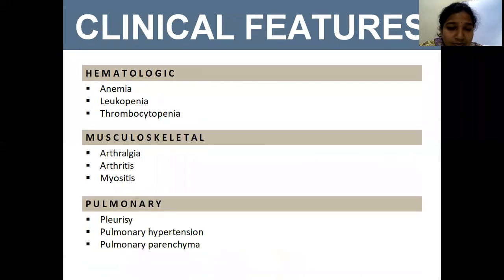Hematological features include a fall in all the blood counts, that is anemia, leukopenia, and thrombocytopenia. And musculoskeletal system involvement is also very common, and it presents as arthralgia, arthritis, and myositis. The most important feature of arthritis in SLE is that it is non-erosive. There is no joint erosion seen in SLE. And pulmonary involvement: pleurisy, pulmonary hypertension, and pulmonary parenchymal inflammation are seen.